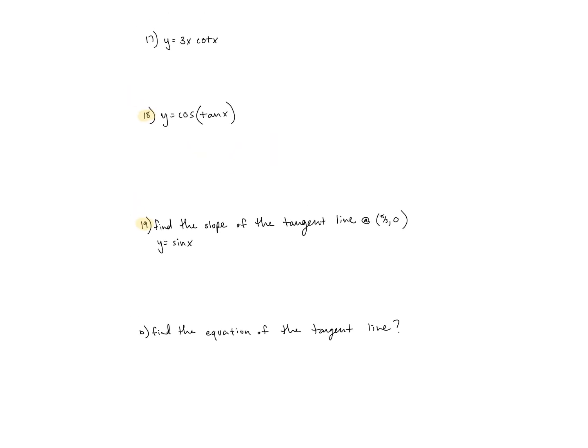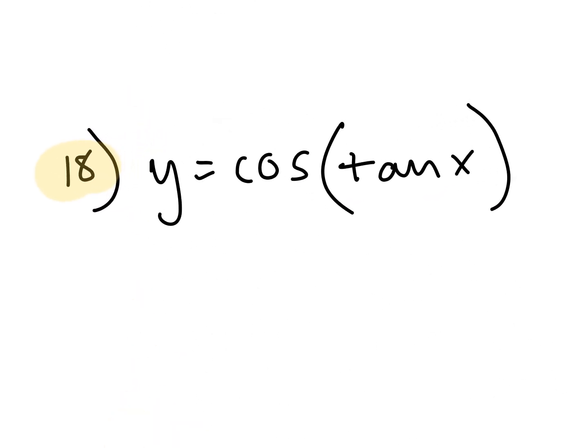Let's look at 18 on the next page. So here we have cosine of the tangent of x. So we're going to have to take our derivative here using the chain rule. So we're going to take the derivative of the whole thing. So the derivative of cosine would be negative sine. So negative sine of tangent of x times the derivative of the inside.